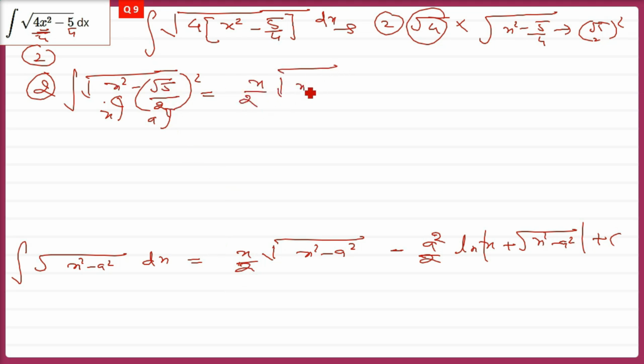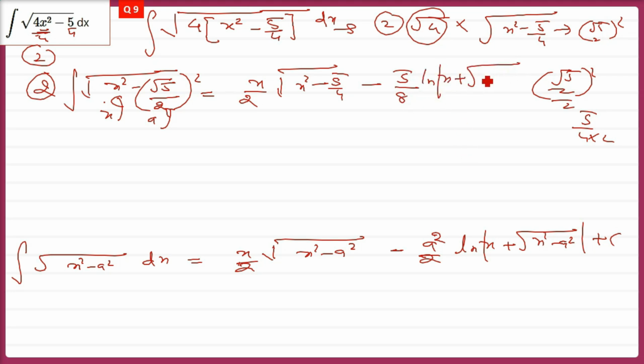x by 2 under root x square minus, what is a? Root 5 by 2 whole square, which is 5 by 4 only. Then minus a square by 2. What is a square? Root 5 by 2 whole square will again give you 5 by 4 only, and there is a 2 also. So we have 5 by 8, and ln (log base e) of x plus under root x square minus 5 by 4, plus a constant of integration.